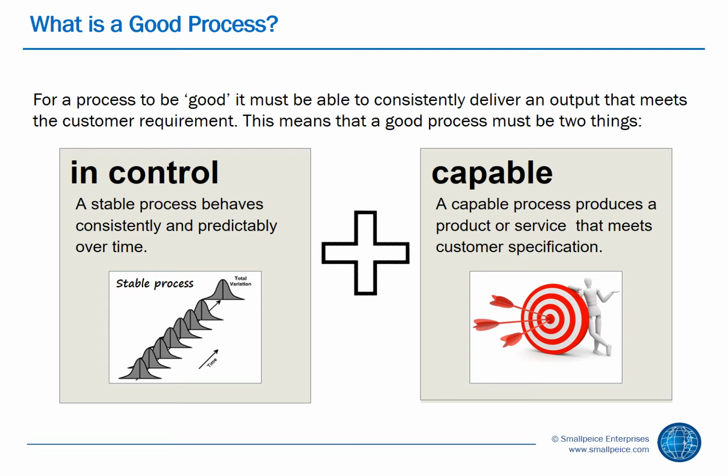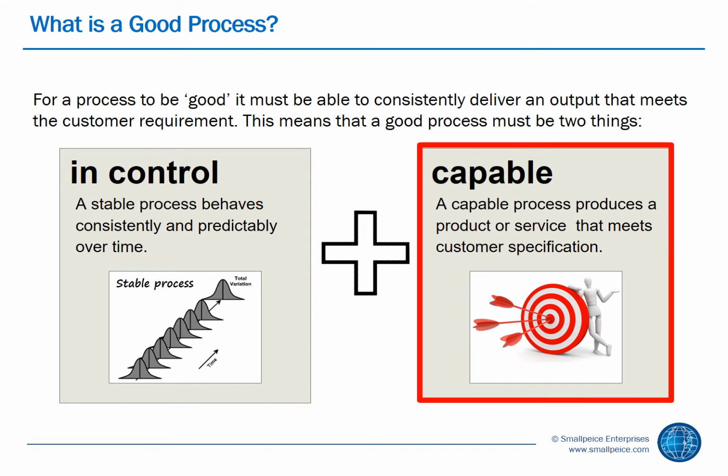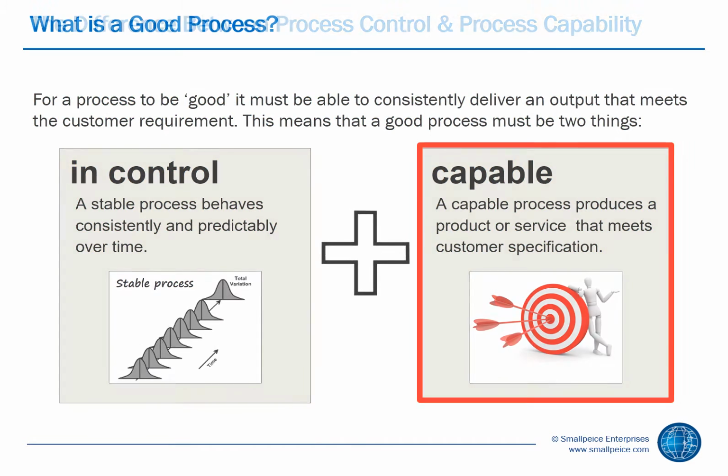So what is a good process? A good process must be able to consistently deliver an output, whether that's a product or a service, that meets the customer requirement. This means that a good process must be two things. Firstly, it must be in control to deliver a consistent performance. And secondly, it must be capable to deliver a product or service that meets the customer specification.